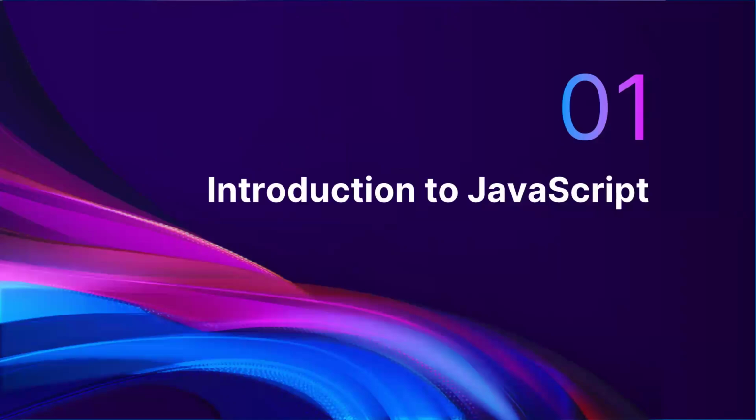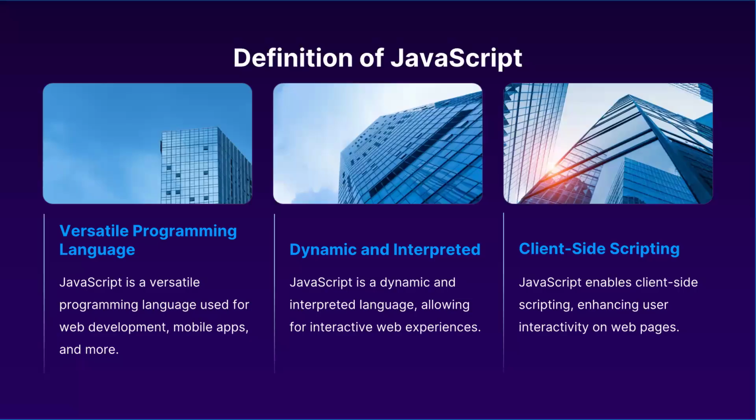We'll be looking at the definition of JavaScript, and there are a few things we need to note. We need to understand that JavaScript is a versatile programming language. In this session, I'm also going to explain more on what a programming language is. JavaScript is a versatile programming language used for web development, mobile development, and more. It is versatile because it's everywhere. It is easy to use. It is arguably the most popular programming language.